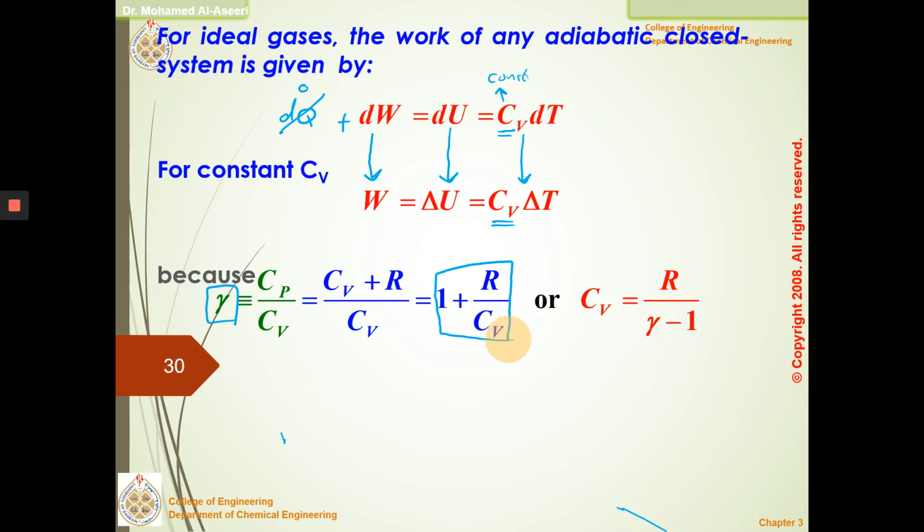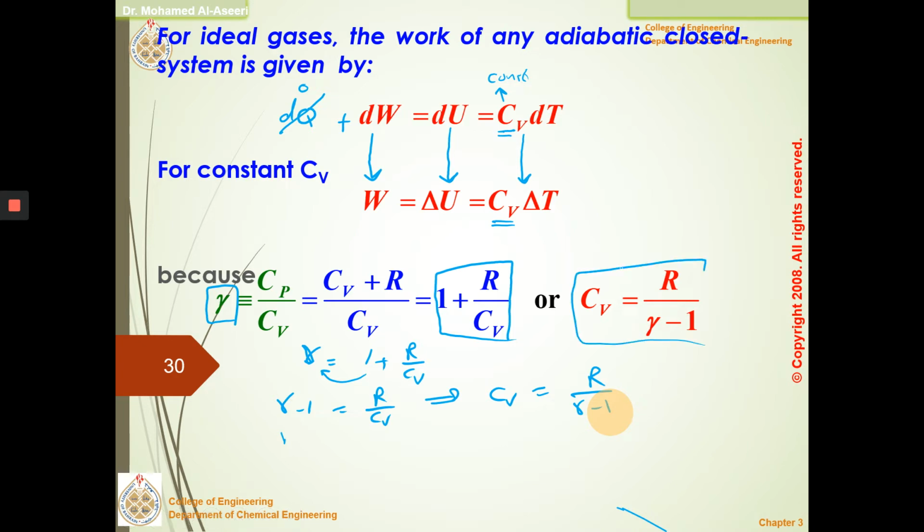Now, can we rearrange it somehow? Yes. What I will do is this. Gamma is equal to 1 plus R over Cv. I will take 1 to the other side, so it's going to be gamma minus 1 equal to R over Cv. If I want Cv on one side, then Cv is equal to R over gamma minus 1. Can you see that? Okay, so what I did here, simply, I just rearranged it. And this gives me an expression for Cv.